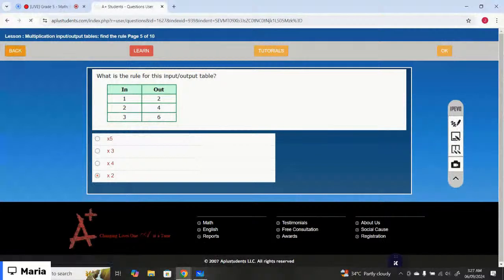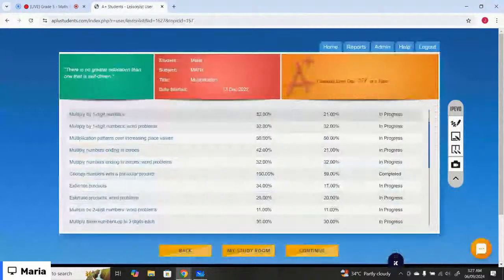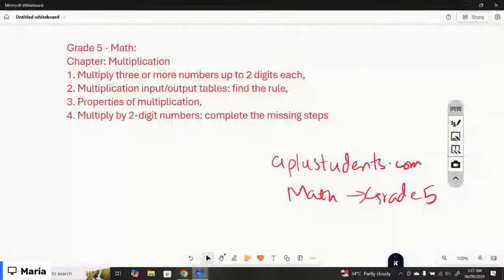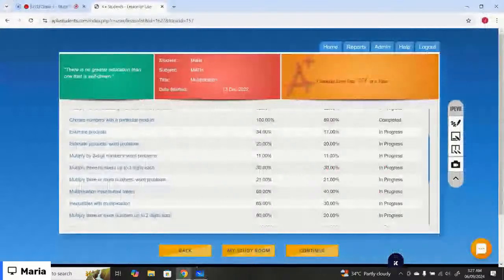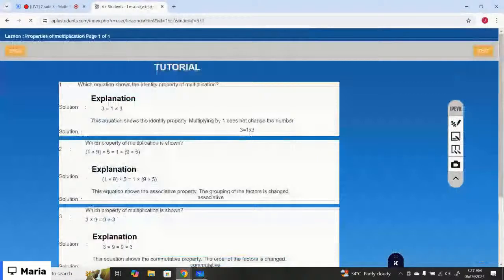Let me just move on to the next lesson. And the next lesson is, let's just start with the properties of multiplication.